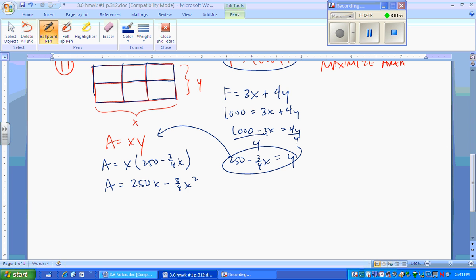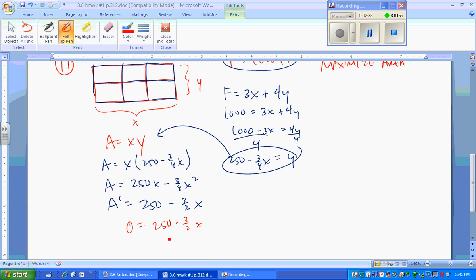We can take the derivative of each of these, and we get the derivative of the area equals 250 minus, bring the 2 out in front, 3/4 times 2, we get 3/2 times x. Now that we have the derivative, we can go ahead and find the critical value. So we want to know, when is the derivative equal to 0?